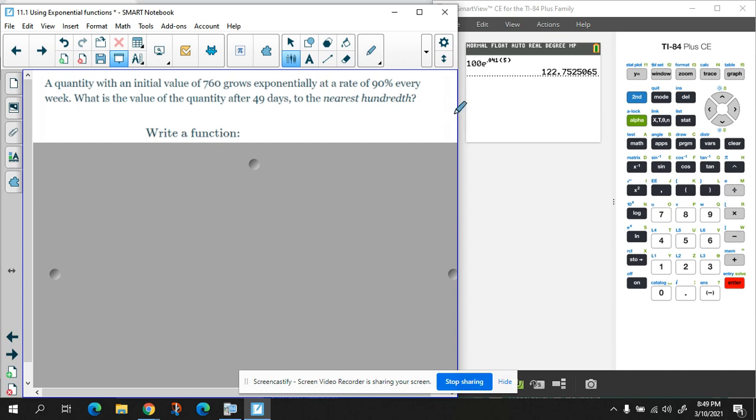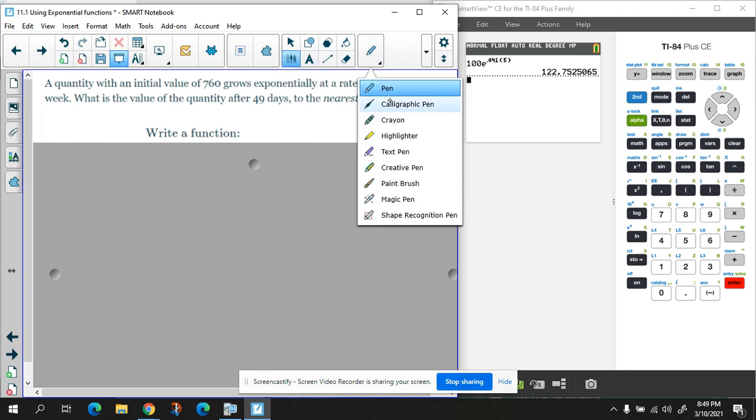There's a couple more kinds that you're responsible for in today's assignment. And this one is similar to something you're going to be doing. If I give you a quantity and its initial value is 760, and I know it grows exponentially at 90% every week, what is going to be the value of the quantity after 49 days, rounded to the nearest hundredth? Now, there are a couple tricks in this question actually.